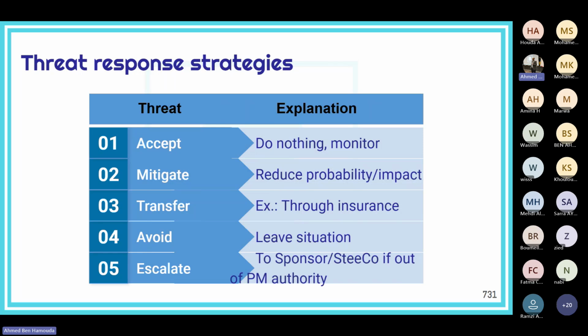Okay, now when we're talking about threats, how can we handle a threat? How can we respond to a threat? What are the threat response strategies? Now, we have defined five response strategies for a threat and the same for opportunities. If we decide to do nothing, just monitor the threat, then that's just accept. However, if we decide to take action in order to reduce the probability of the threat or the potential impact, then that's called mitigation.